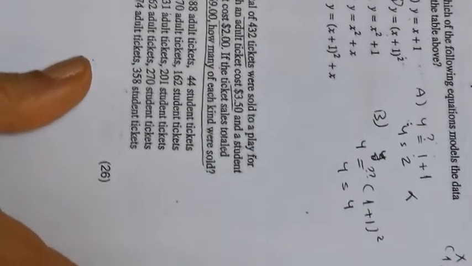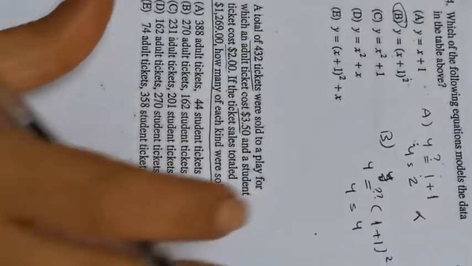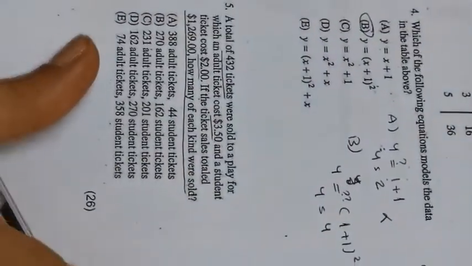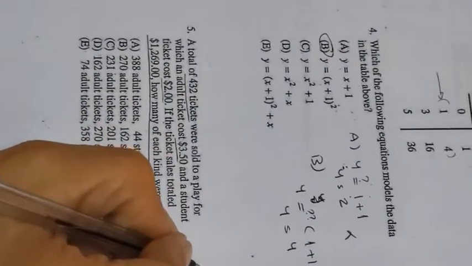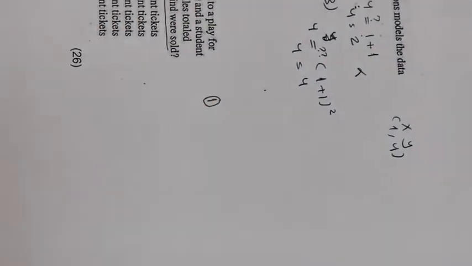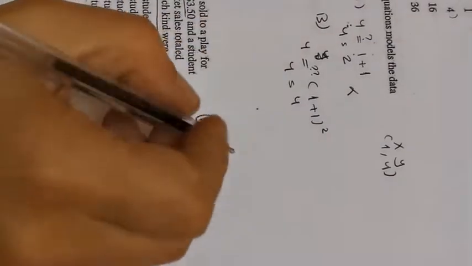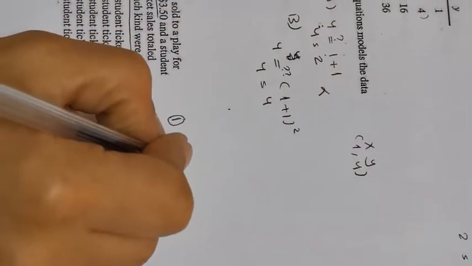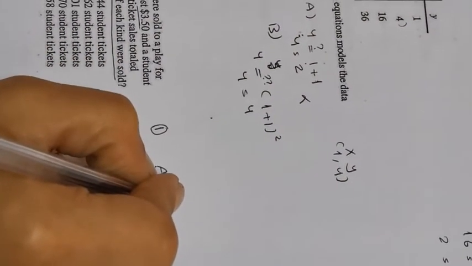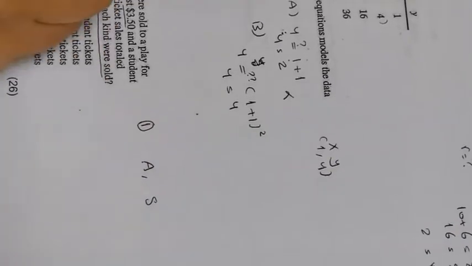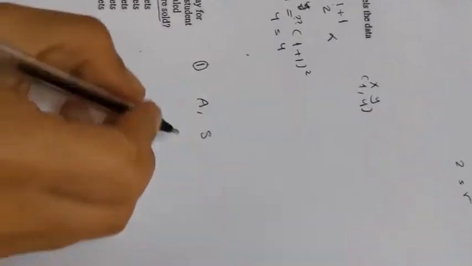To solve this, we have to create two equations, a linear system of equations. The first equation represents the total number of tickets that were sold. We will take letter A for adults and S for students. So, how many tickets were sold for this play?